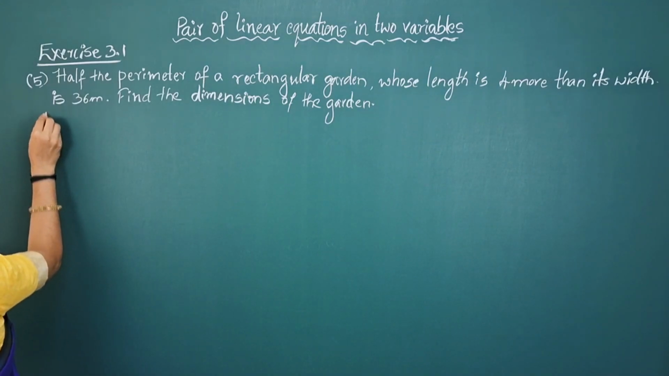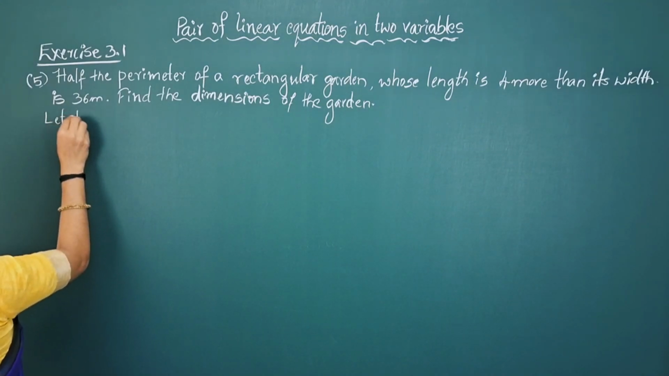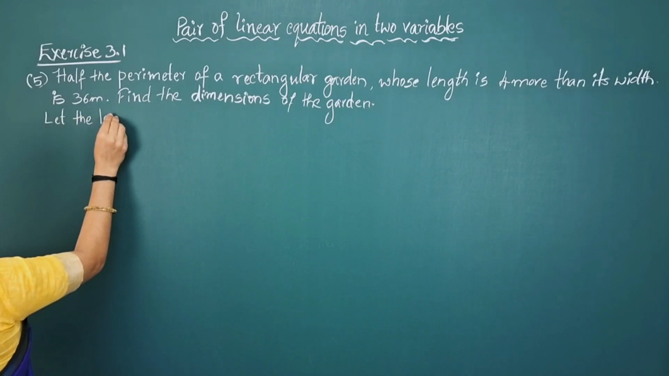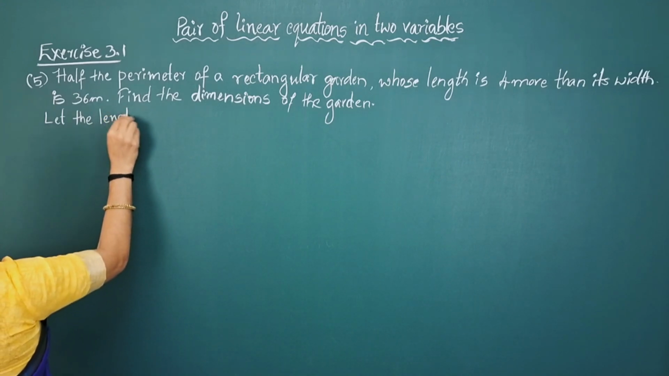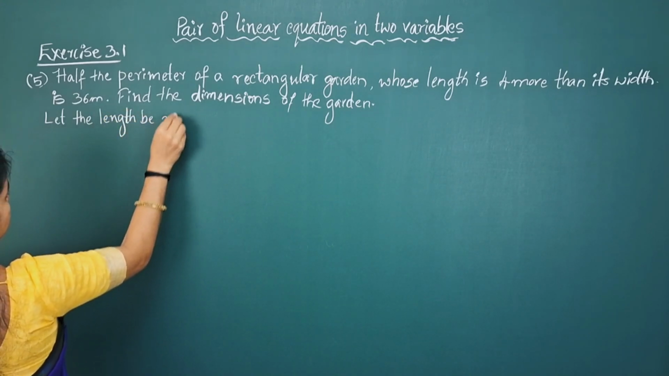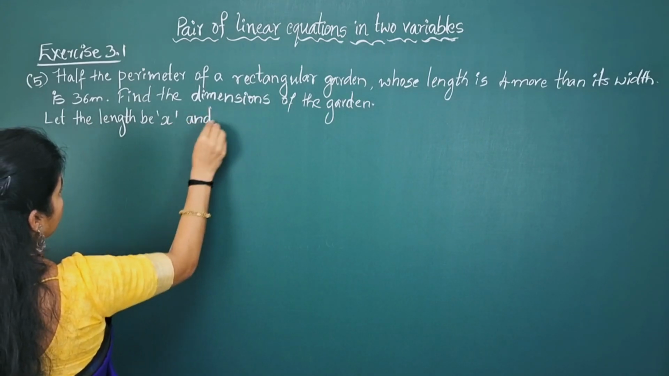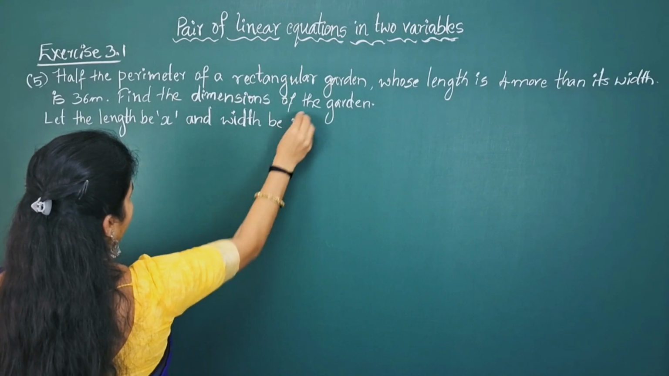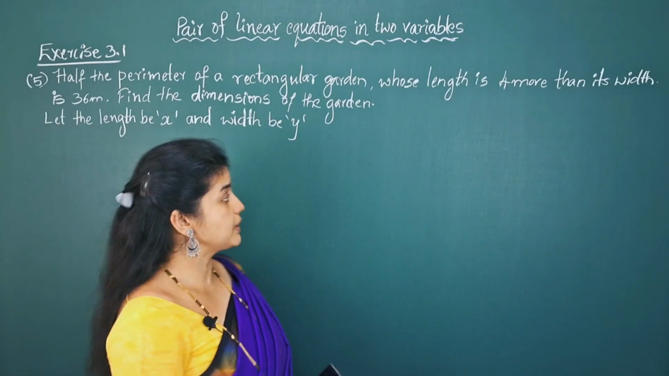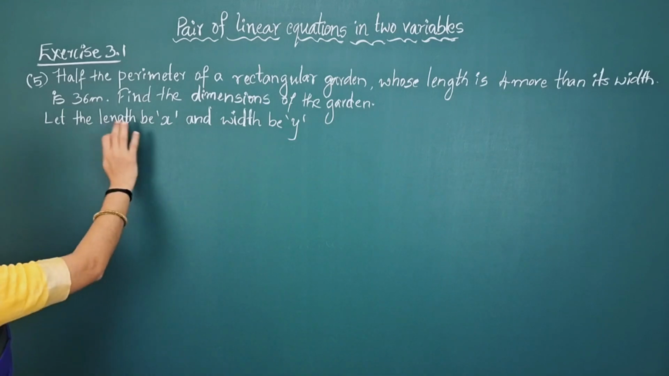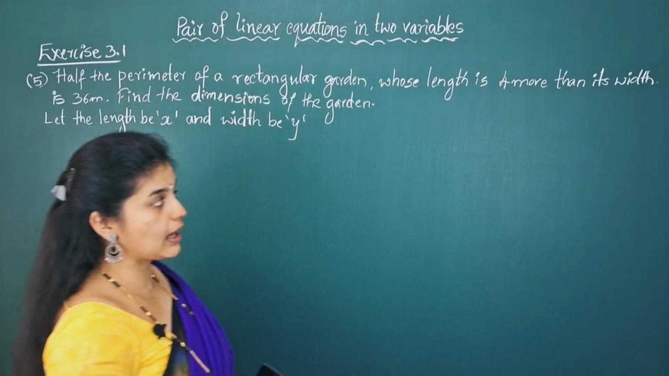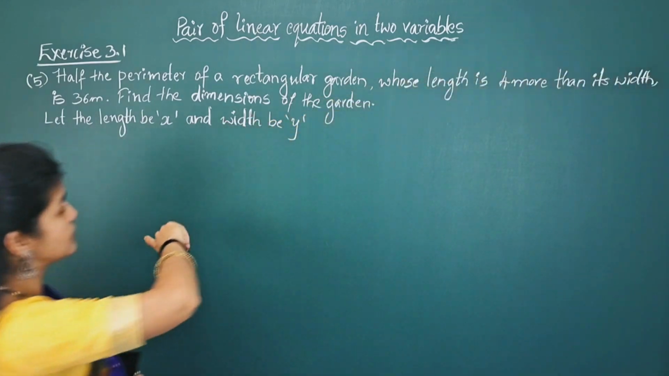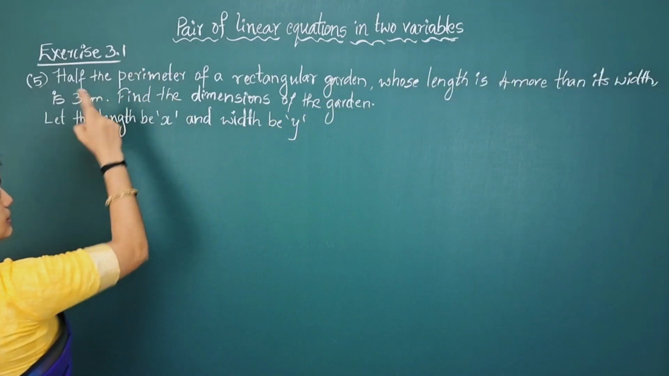So first step is to consider: let the length be x and width be y. Okay, so we have considered length as x and width as y. Now, they have given us half of the perimeter of the rectangular garden, whose length is 4 more than its width, is 36 meter. So here half of the perimeter is 36 meter.